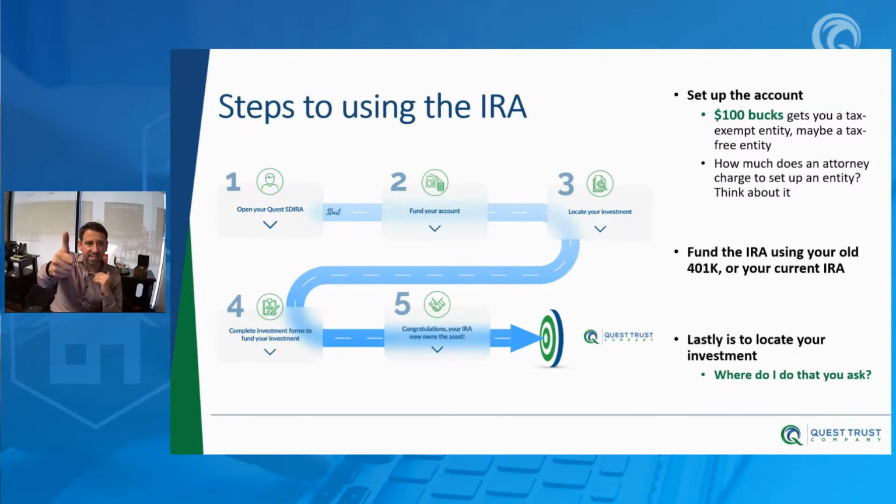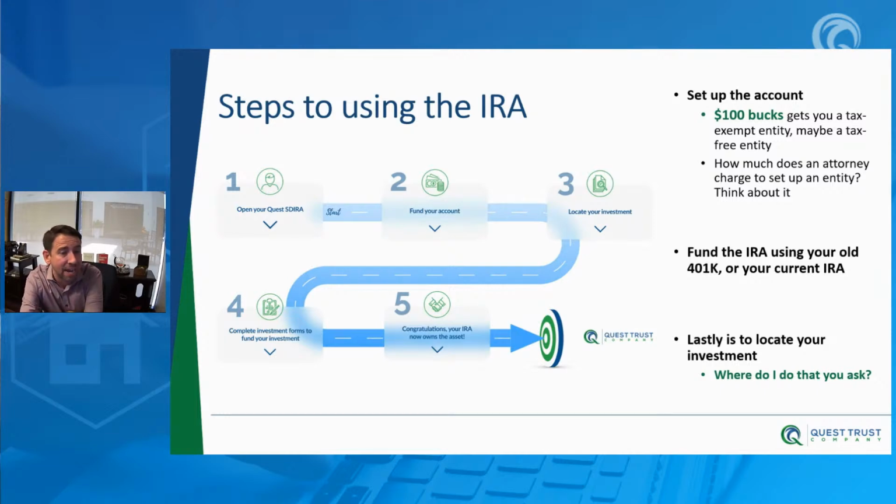Remember, I have to set you up an account. Right now, I charge you $100 for unlimited accounts. So if you want to set up an IRA, it's $100, right? It really is. It's quick, it's easy, and it's an entity that is truly tax exempt.